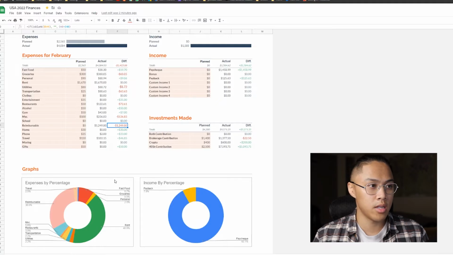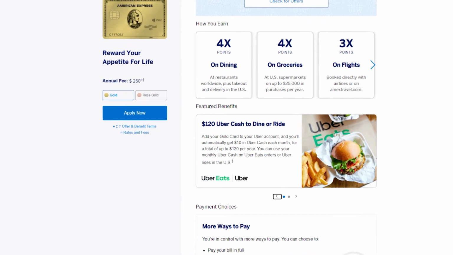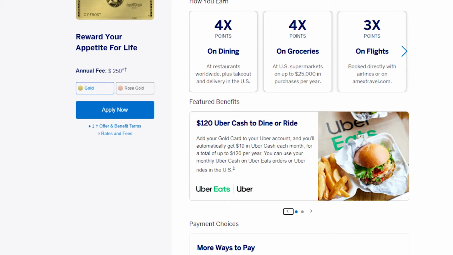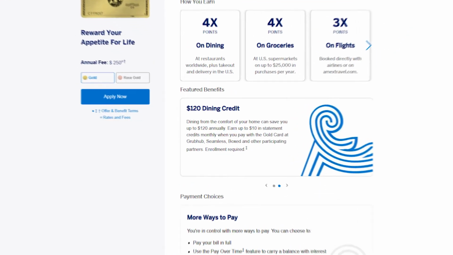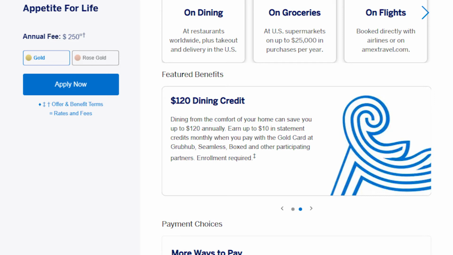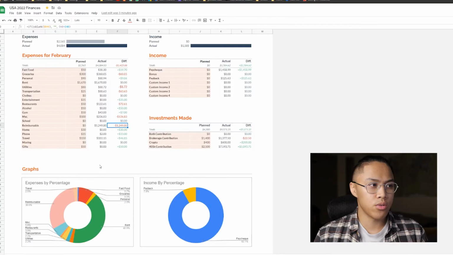So the reason that I put it under reimbursable is that every single month, Amex will give you a $10 Uber credit. So this can be either the actual ride Uber or Uber Eats credit. It will also give you a Grubhub, Cheesecake Factory, and Shake Shack credit, which is another $10. So if you use both of those every single month, it ends up being $240 and essentially cancels out the membership fee. But it's only if you use them, right?